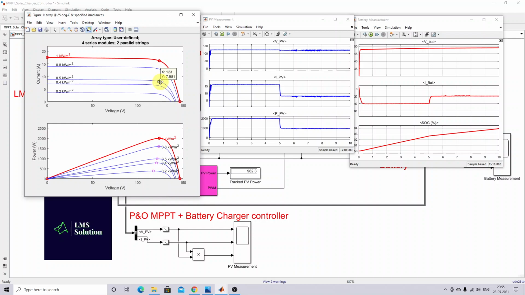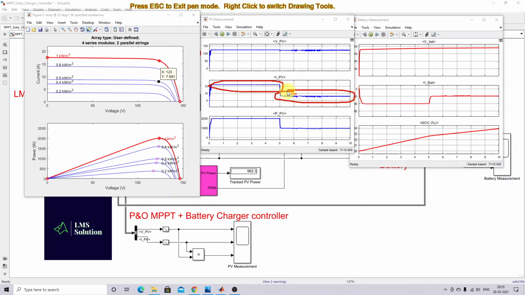So here you can see that for 1000 watts per meter square, the current is around 16 amps. For 500 watts per meter square, the current is around 8 amps, okay. So this is the variation of PV voltage, current and power with respect to the change in irradiation.